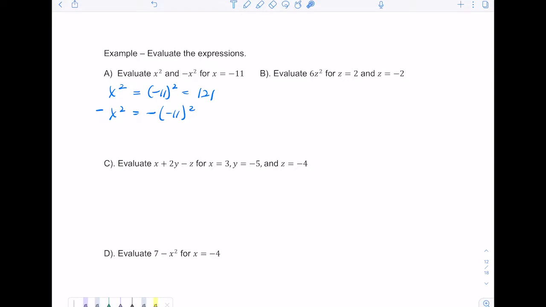So according to order of operations, I have to take care of exponents first. I have to do this part first. So this negative just follows it. And we already learned that -11 squared is just 121. We found that in the last problem. So my answer is just -121.